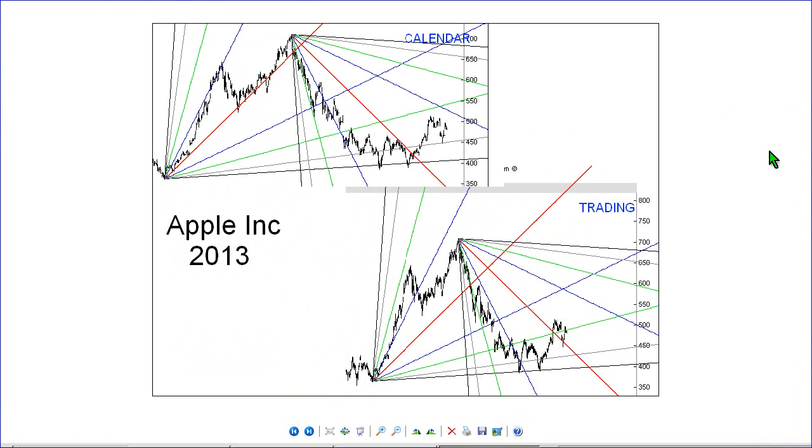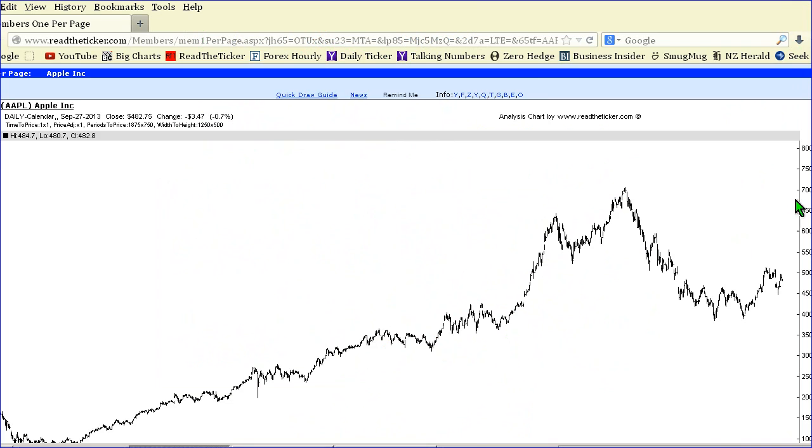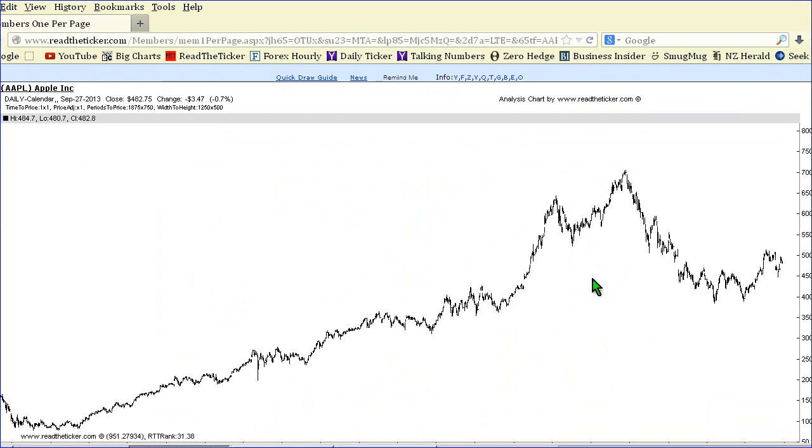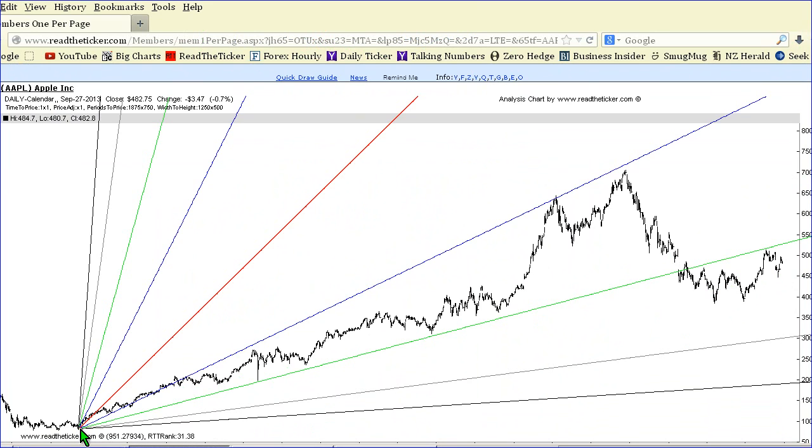So let's have a closer look. Here is Apple calendar. I'm going to select the pivot that started the rally, the last pivot before the big impulse wave. So here we are down here. This is the pivot prior to the impulse wave of the long trend.